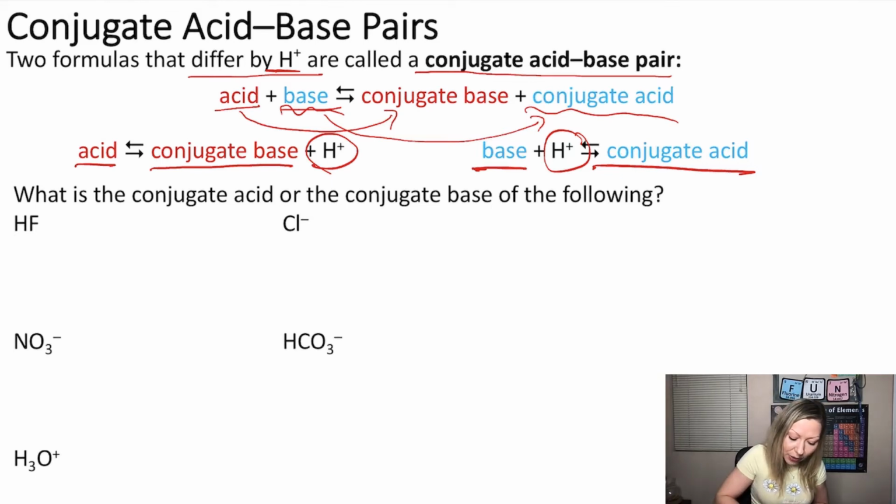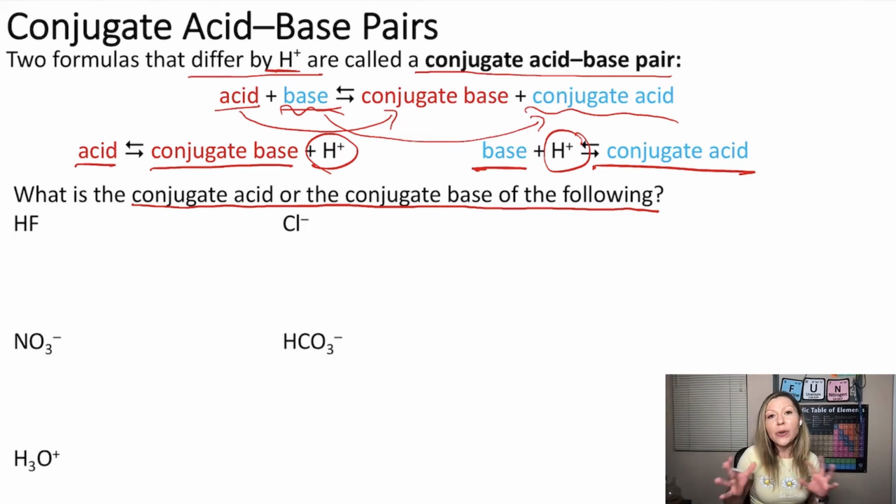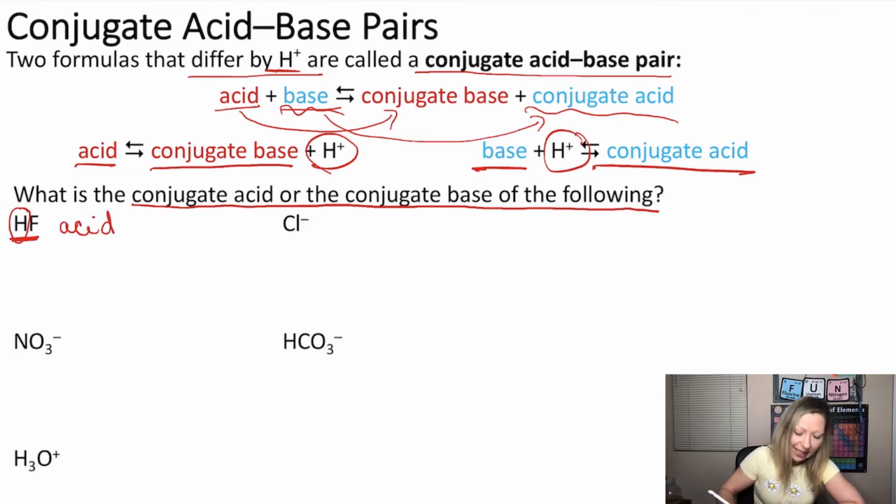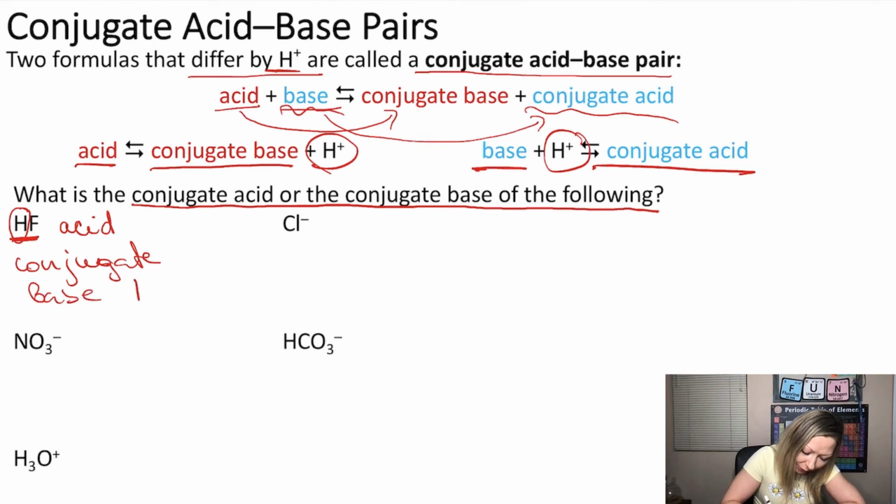What is the conjugate acid or the conjugate base of the following? The first thing we have to decide is whether we have an H+ to lose or can we gain one. So the first example is HF, and apparently we have a hydrogen there that we can lose. So this is going to be our acid, hydrofluoric acid, and its conjugate base is going to be the fluoride ion. We just simply lost the H.